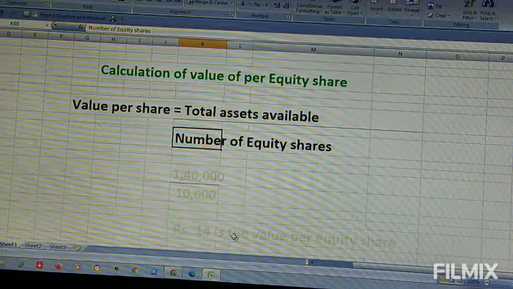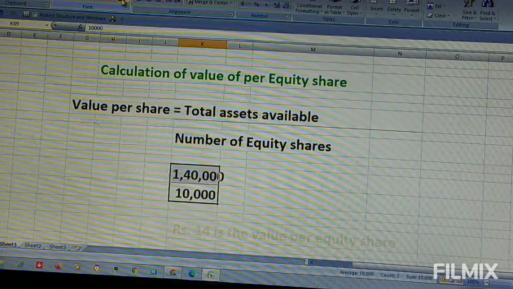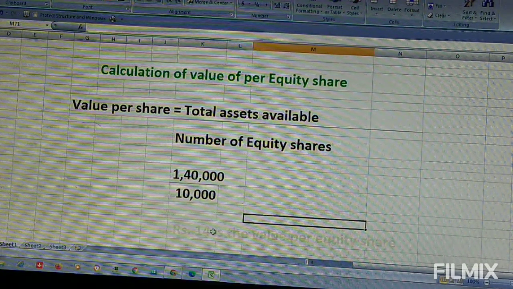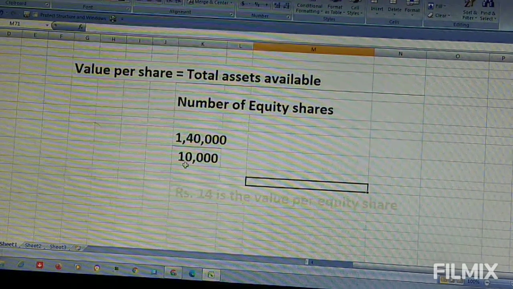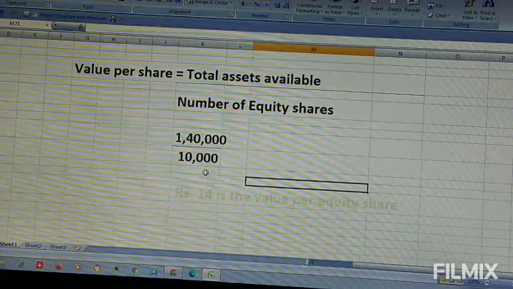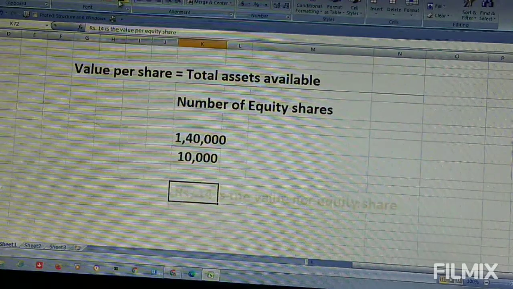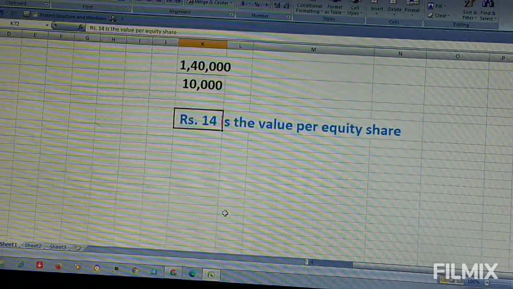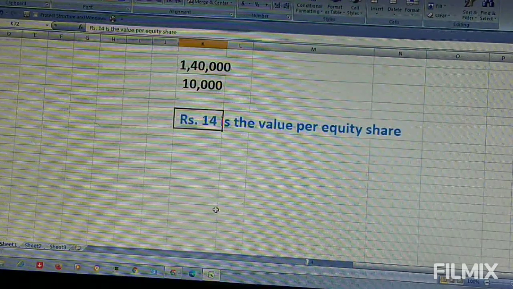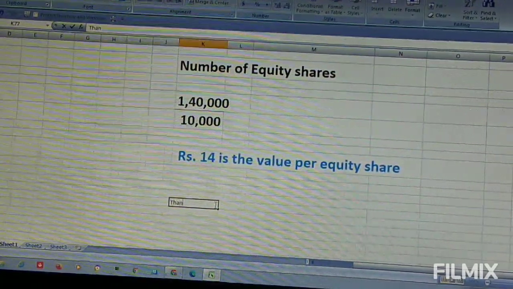The total assets available is 1,40,000, divided by 10,000. So 1,40,000 is the total assets available, and the number of equity shares is 10,000. So 140,000 divided by 10,000: the zeros cancel, remaining is 14. Rupees 14 is the value per equity share. Like this, we have to find out the value of assets for the equity shares and the preference shares.